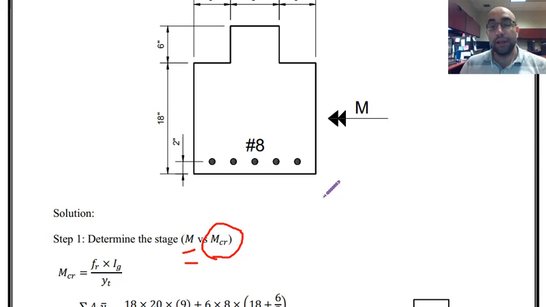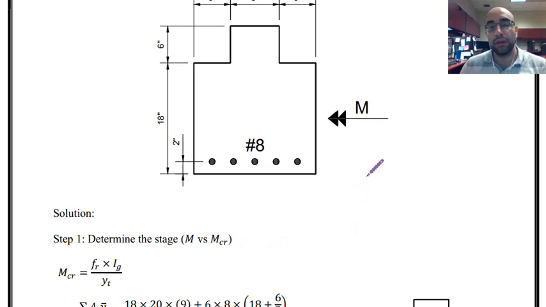Or in other terms, we have to understand if the section has cracked under the applied load or not, because that is very important in terms of finding the section properties, whether the section has cracked or not, gross section or transformed section, and how should I consider the stress distribution. The strain distribution is always the same. Stress distribution depends on the stage of behavior. So I have to calculate the cracking moment and then compare the applied moment versus cracking moment.